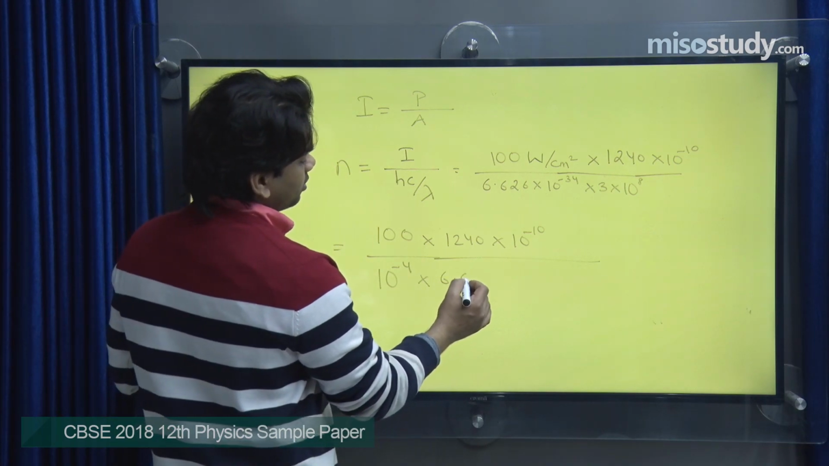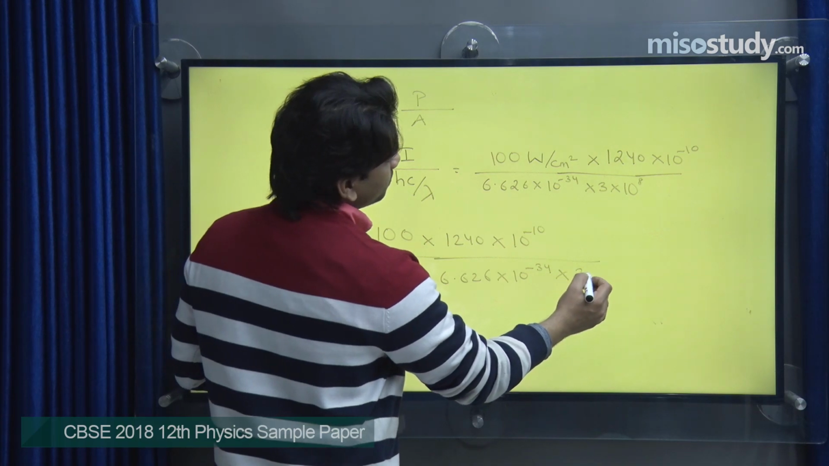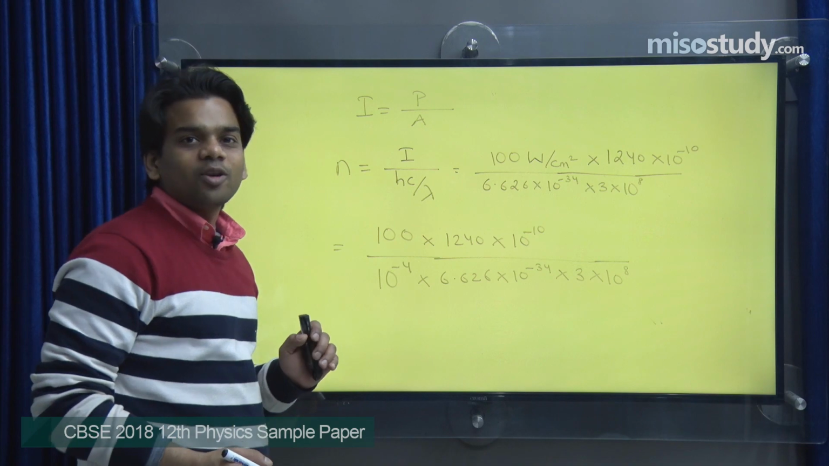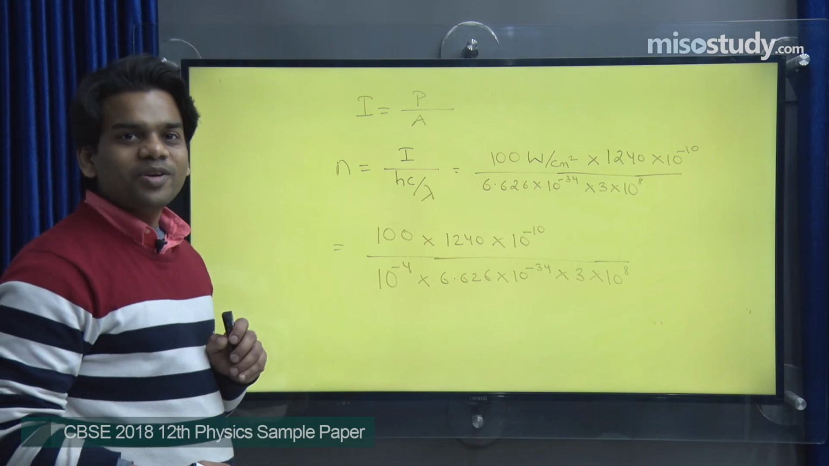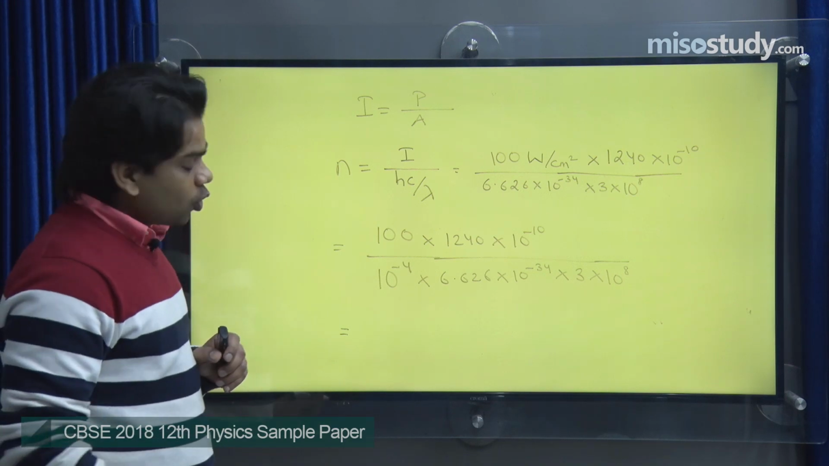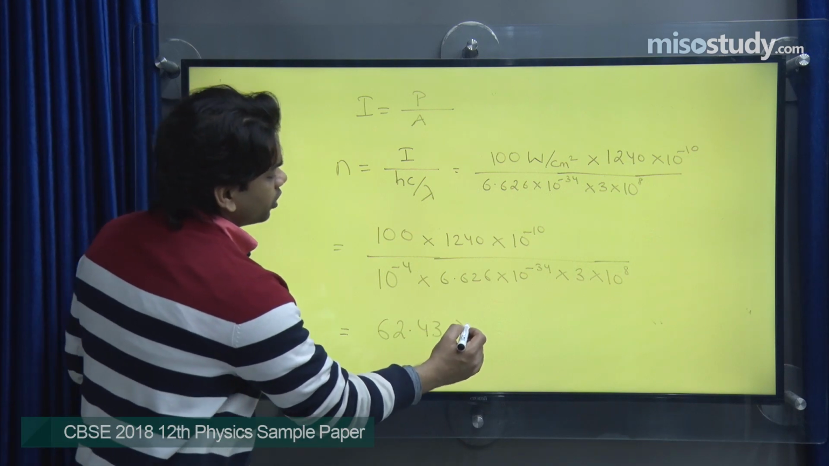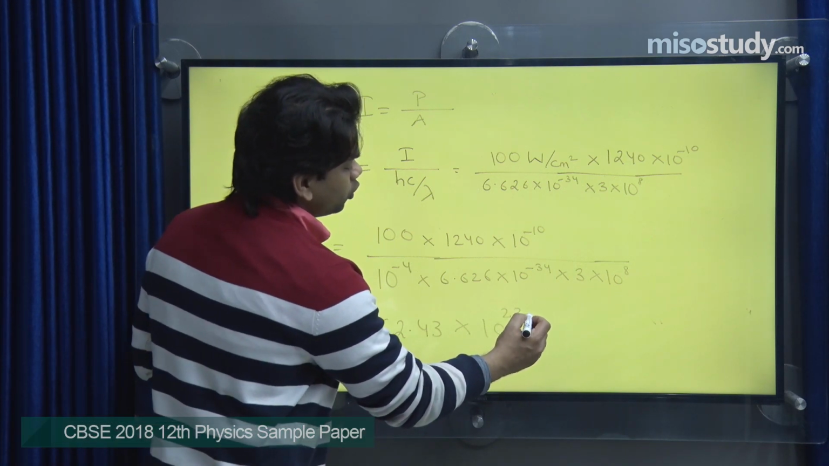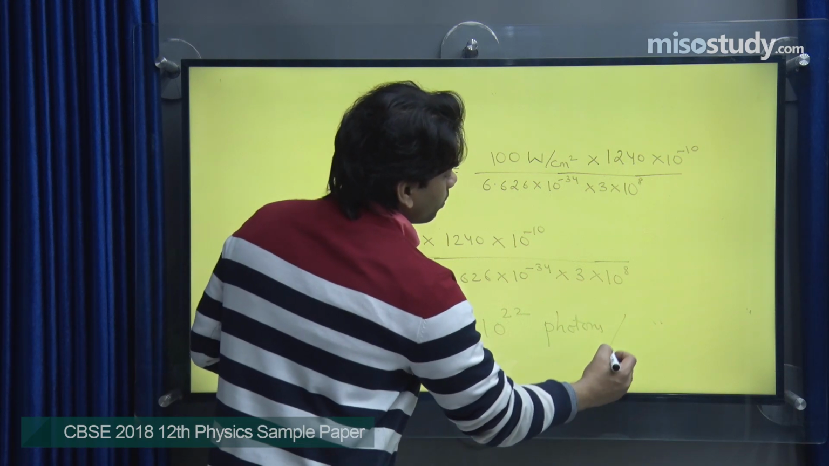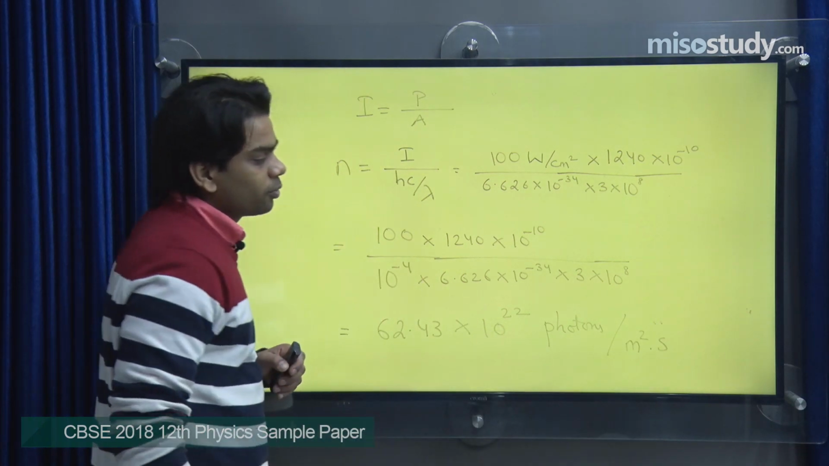Then write all the required things. Easily you can calculate the number of photons emitted per unit area per unit time. Then you will get the required result. I want you all to note down this required result, that is 62.43 into 10 to power 22 photons per unit area per unit time, per unit meter square.